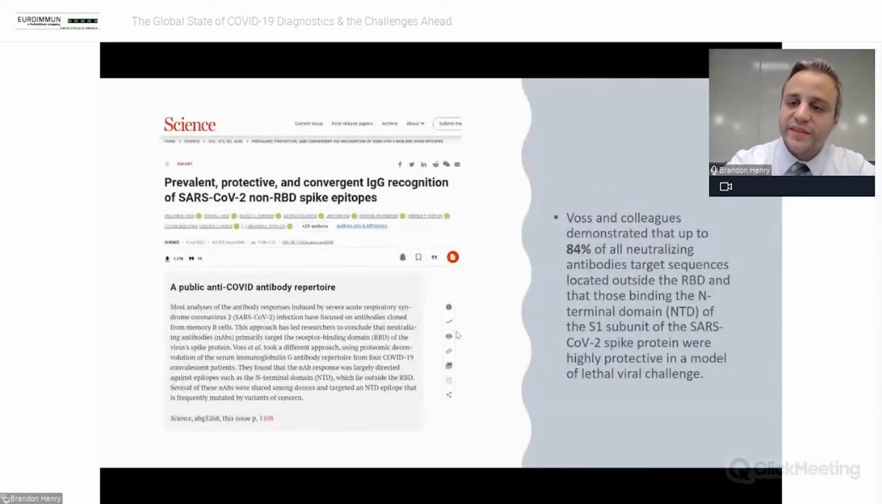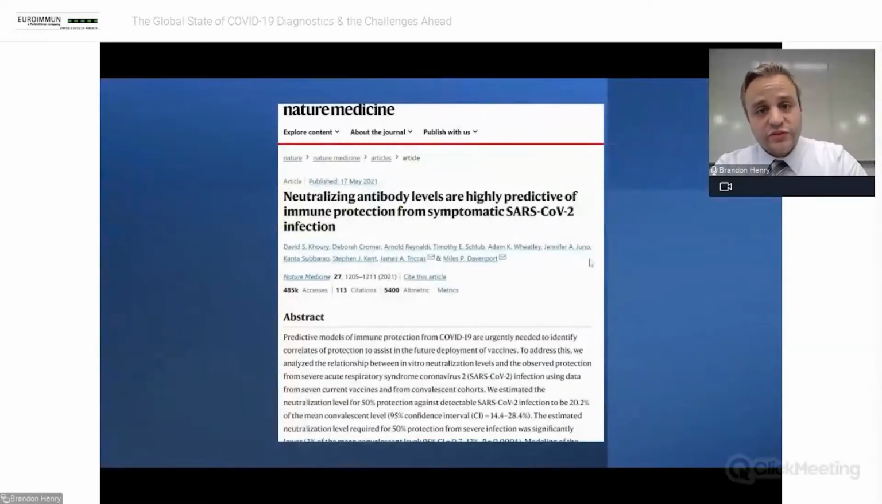And the reason, again, I point this out is the study by Voss and colleagues showed that 84% of all neutralizing antibodies target sequences outside of the receptor binding domain, and that those binding the N-terminal domain, so the end of the S1 subunit of the SARS-CoV-2 spike protein, were highly protective in a model of lethal viral challenge. We also found that neutralizing activity assays, like the surrogate viral neutralization test, tend to correlate very well with immune protection from symptomatic SARS-CoV-2.